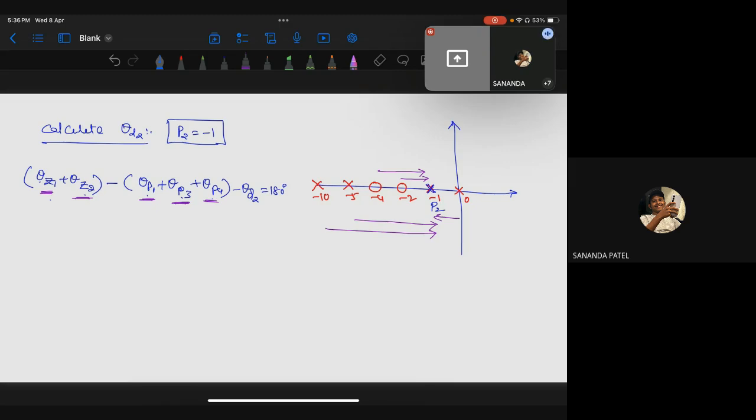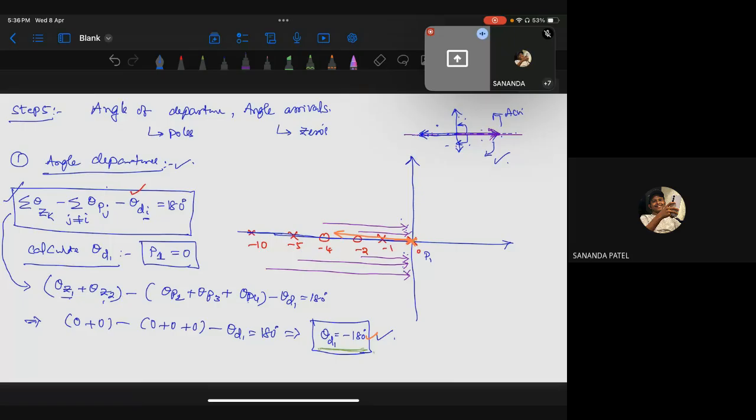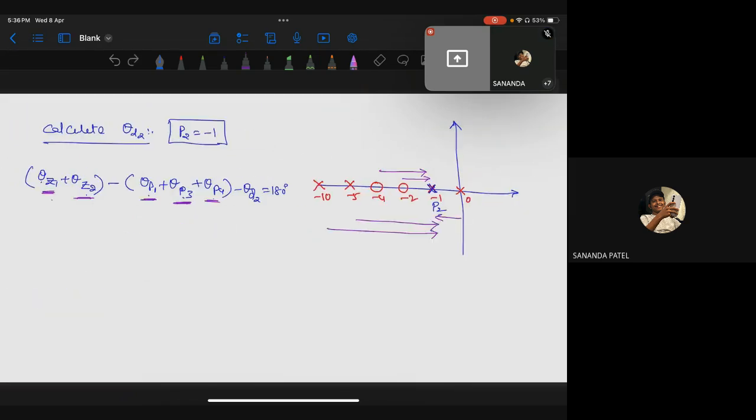Why is theta P1 there? Theta P1 is the angle from here to here. Simply draw an arrow mark from that pole to P2. Previously, what we have done, this is your P1. From every other pole to it, we draw the arrow mark and compare with this. Correct? Yes or no? Yes. So now same thing.